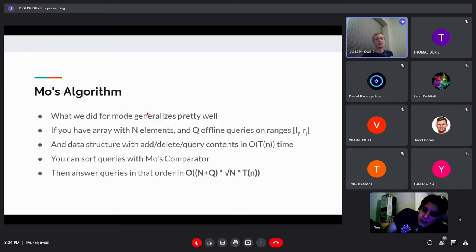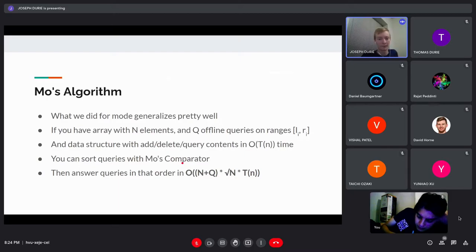Yeah, so what we did here for mode generalizes pretty well. So we're going to use the same structure we had for the mode problem, but generalize it for any problem. So any data structure where you can add an element, delete an element, and query an element in O of t(n) time, where t(n) is some complexity. If we do this sorting queries thing, we can then solve the problem in O of (n + q) root n times t(n). Right, so t(n) was log n for the last problem, but it could be any complexity really.